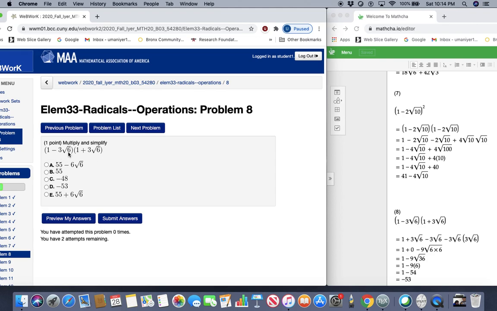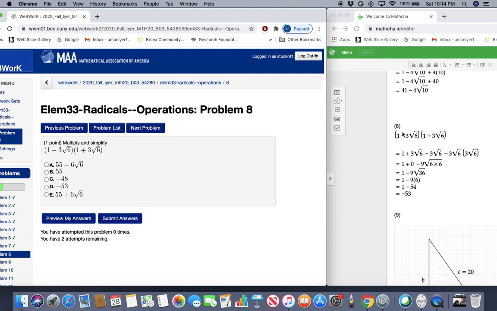(1 minus 3 square root 6)(1 plus 3 square root 6). So distribute: 1 times 1 is 1. 1 times 3 square root 6 is positive 3 square root 6. Now, negative 3 square root 6 times 1 is negative 3 square root 6. Negative 3 square root 6 times positive 3 square root 6: negative times a positive is negative, 3 square root 6, 3 square root 6.